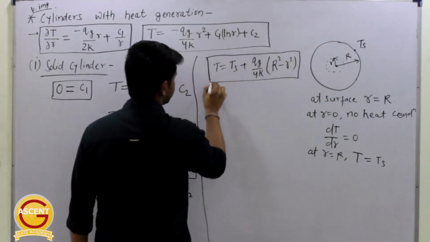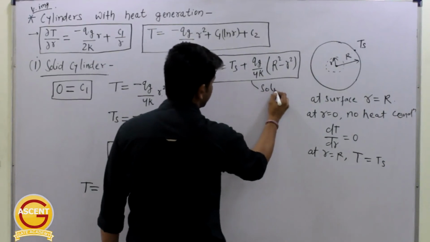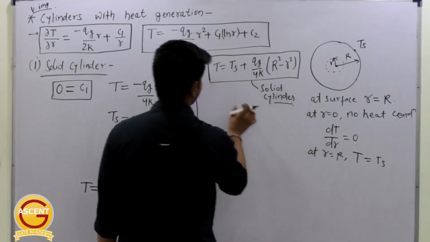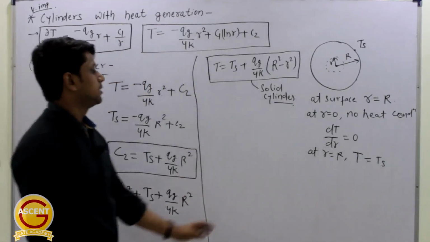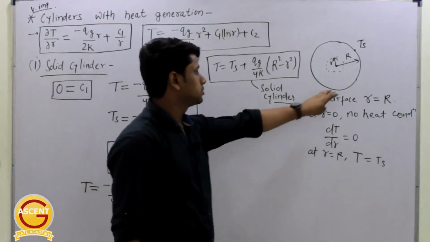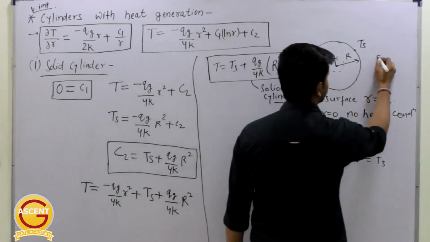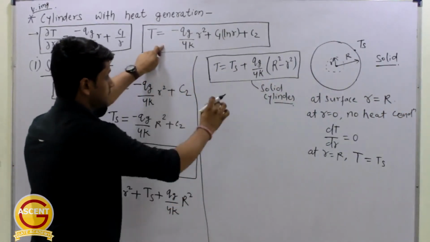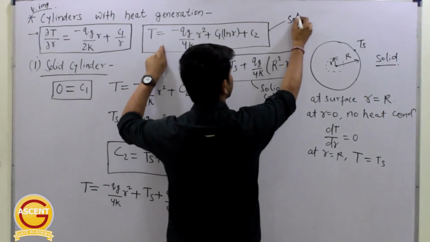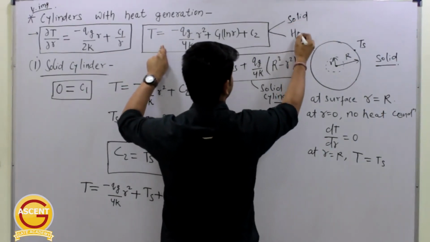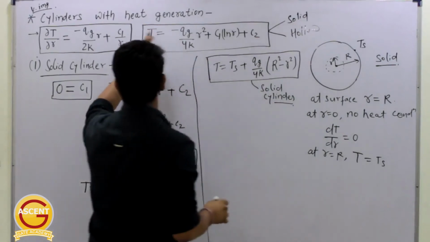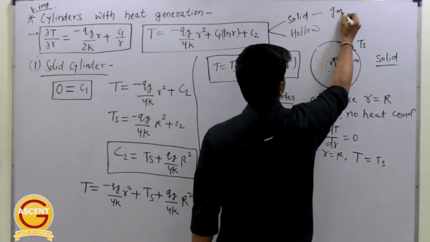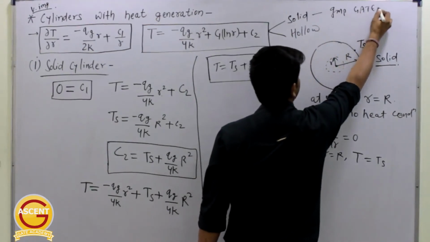For which kind of cylinder? This is for the solid cylinder only, because we have derived this equation based on the boundary conditions which are applicable to a solid cylinder, because this is a solid cylinder, not a hollow cylinder. But this temperature profile is a generalized temperature profile and it is valid for solid as well as for hollow. In case of cylinders there are only two cases, either solid or hollow, and the solid is important from the GATE point of view, right?